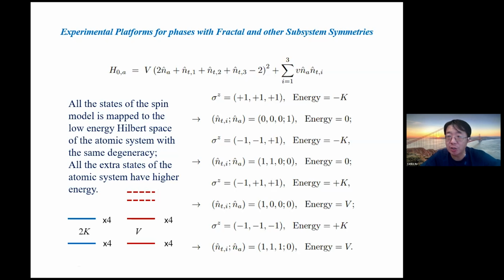So this means that we map all the states of the Sierpinski triangle model to the low energy Hilbert space of the atomic system. So is this clear, or is there a question?